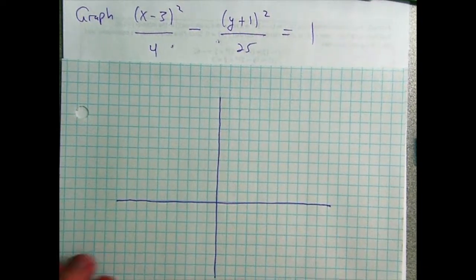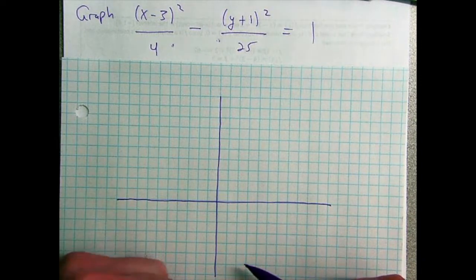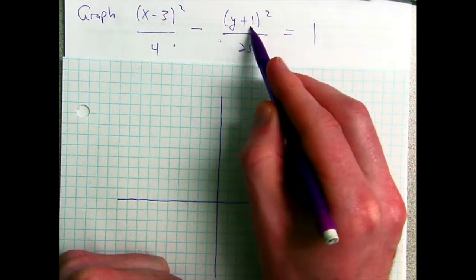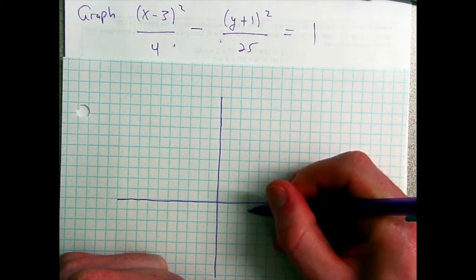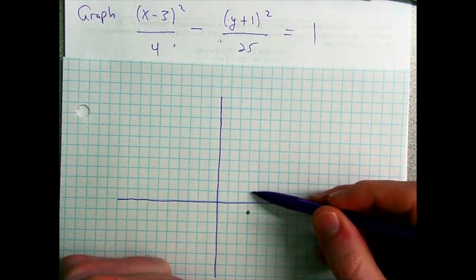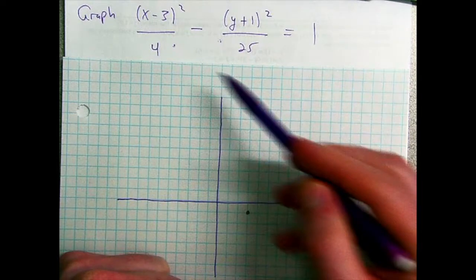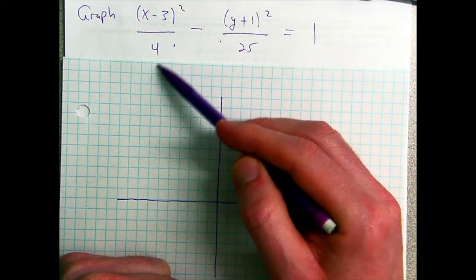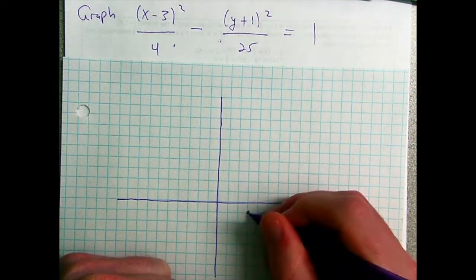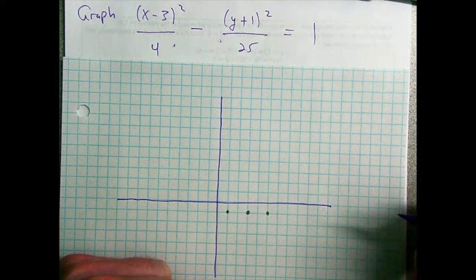All right, so I'm going to start with the center, which is located at h comma k. h is 3, k is negative 1. So 3, negative 1, and that is the location of the center. Now I make the 4 points above, below, left, and right, just like I did with an ellipse. This is a squared, so a squared is 4, meaning a is 2. So if I go 2 left from the center and 2 right from the center, I have those 2 points.